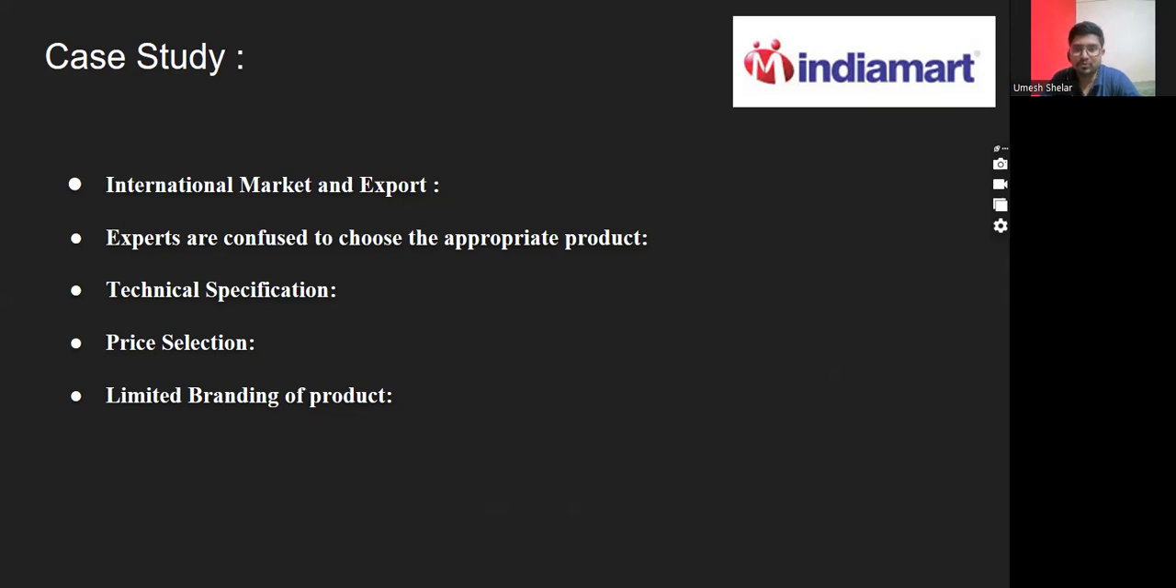Second, experts are confused about choosing the appropriate product. Many times in manufacturing, experts want good quality products with technical specifications. In the manufacturing world, technical requirements are the most important and key features while selecting a product, so experts require this knowledge. On IndiaMART, experts get this knowledge easily through technical sheets, and based on those sheets they can make good decisions.